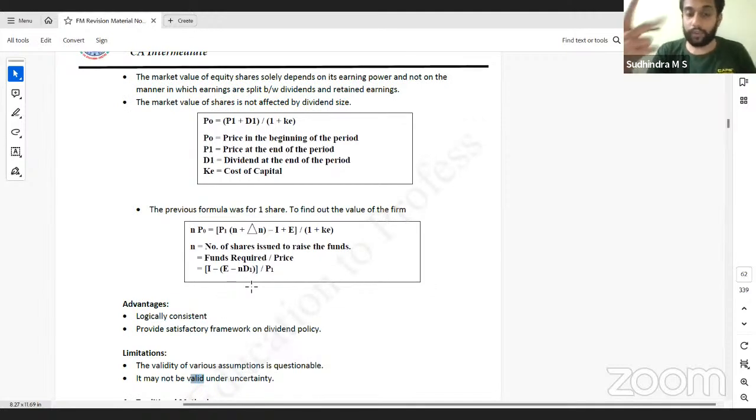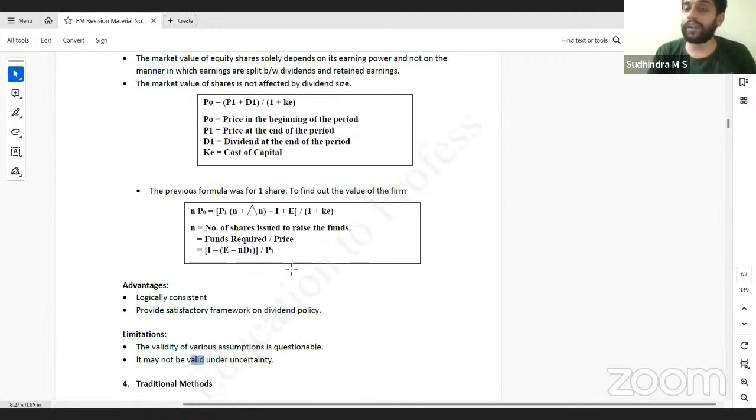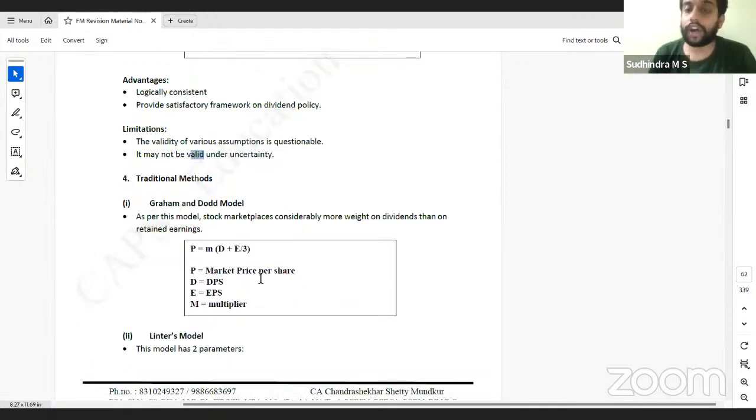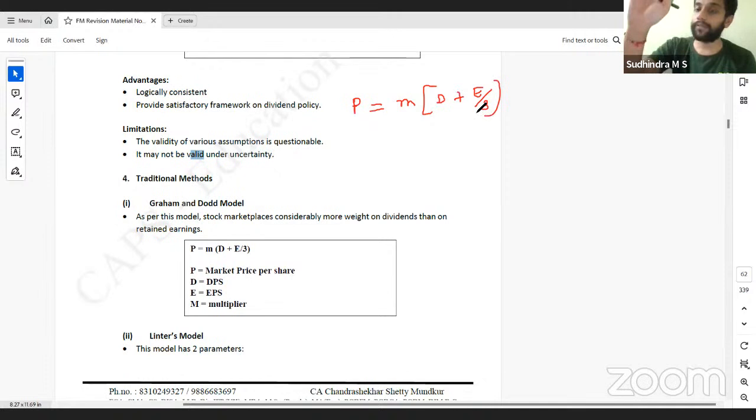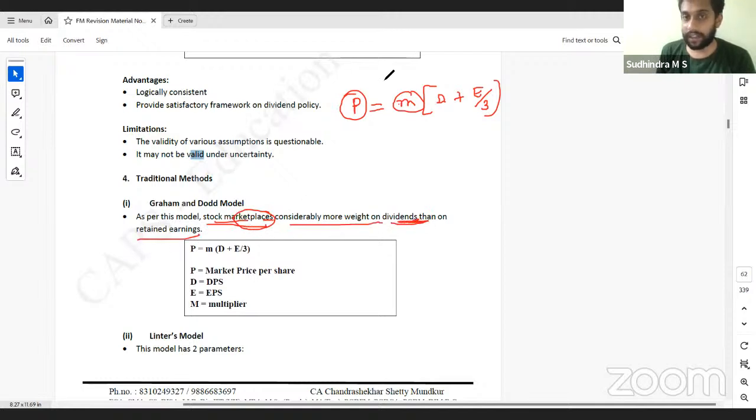Apart from that, we have two more traditional methods. One is Graham and Dodd model. Second one is Linter's model. In Graham and Dodd, they go with a multiplier, right? Giving more emphasis on dividend. So market price is M into D plus E by 3. Earnings, they are dividing by 3. But dividend, they are giving full weightage. So M is a multiplier. D plus E by 3 into M is the price. Graham and Dodd model. Is that clear? Yes. Market prices, the stock market places more weightage on dividends than on retained earnings.